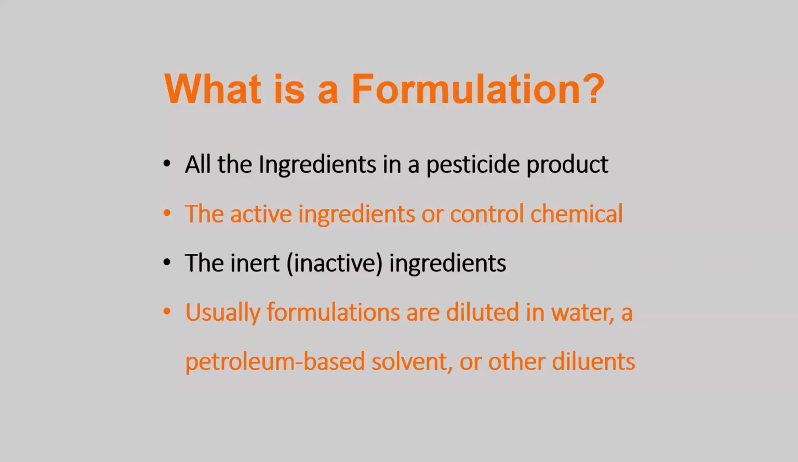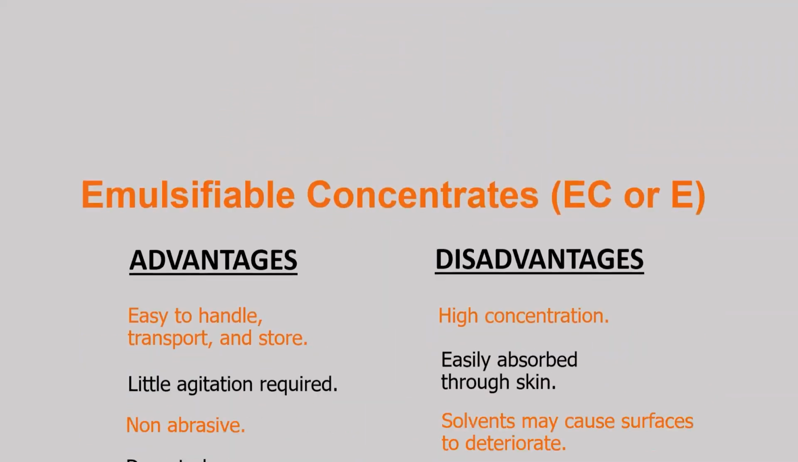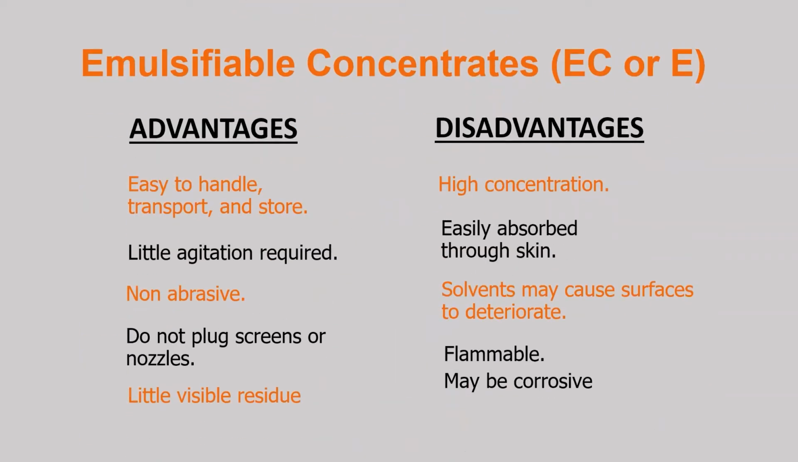Okay, what is a formulation? All the ingredients in a pesticide product, the active ingredients or control chemical, the inactive ingredients or inerts. Usually formulations are diluted in water, a solvent, or other dilutants. Types of formulations. First of all, we'll go over liquids. A couple of abbreviations you'll see for liquids or emulsifiable concentrates is EC or E.